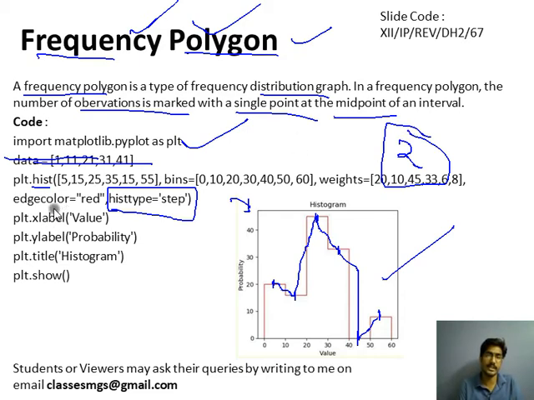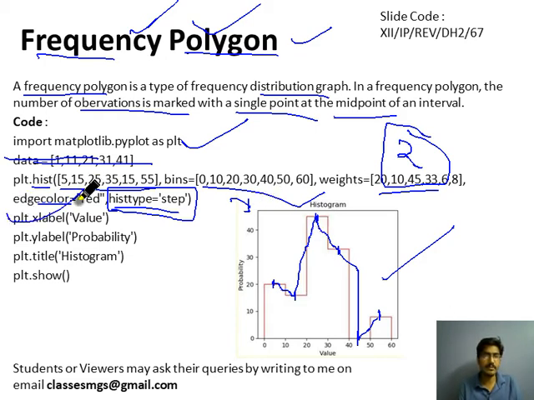So you can do it like this. We have created 10 bins, 6 bins. We have assigned the weight. According to the weight, we have created the histogram in the previous slide. Edge color we have shown as red, and histtype equal to step, then it will look like this. And we will mark the midpoints and draw this.